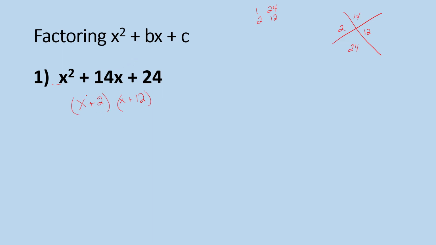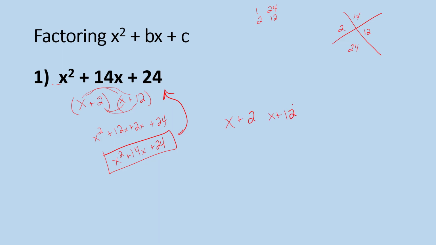Let's check it just to see. X times X is X squared. X times 12, well, that's 12X. 2 times X, that's 2X. And 2 times 12, that would be 24. So 12X and 2X is 14X, plus 24, plus X squared. Wait a minute. That is the same thing we started with. So X plus 2, X plus 12. That childhood game that we have been playing for so long is now going to make factoring super easy.